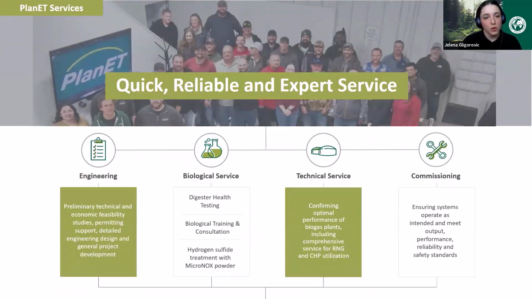So I'll just go through this a little bit quickly here, but Planet has service offerings. We provide engineering services, which I think Neil's touched on. We also have our own lab in Colorado, so we do digestive health testing, biological training, and consultation. We have technical services and commissioning support as well.